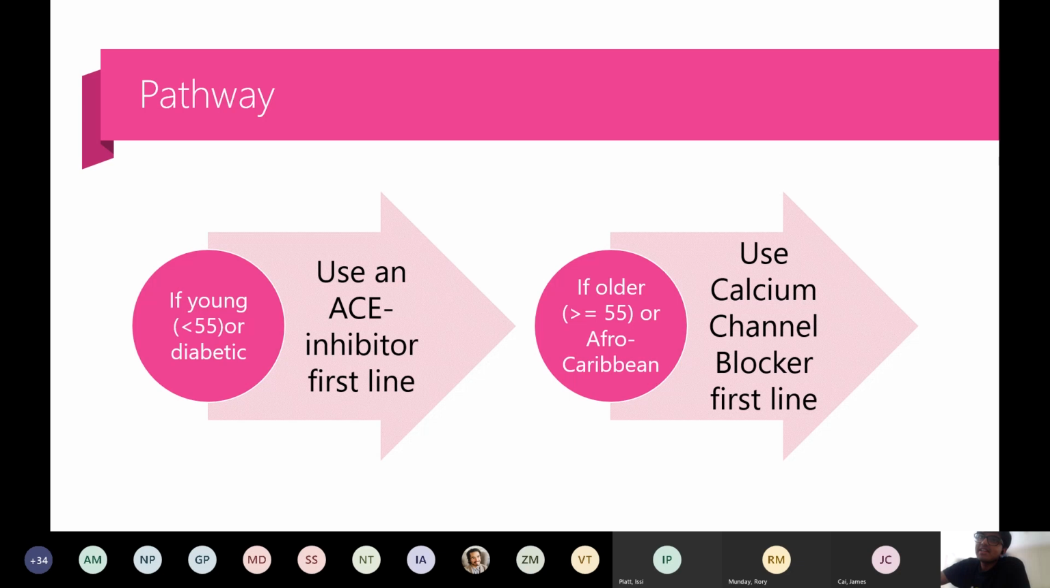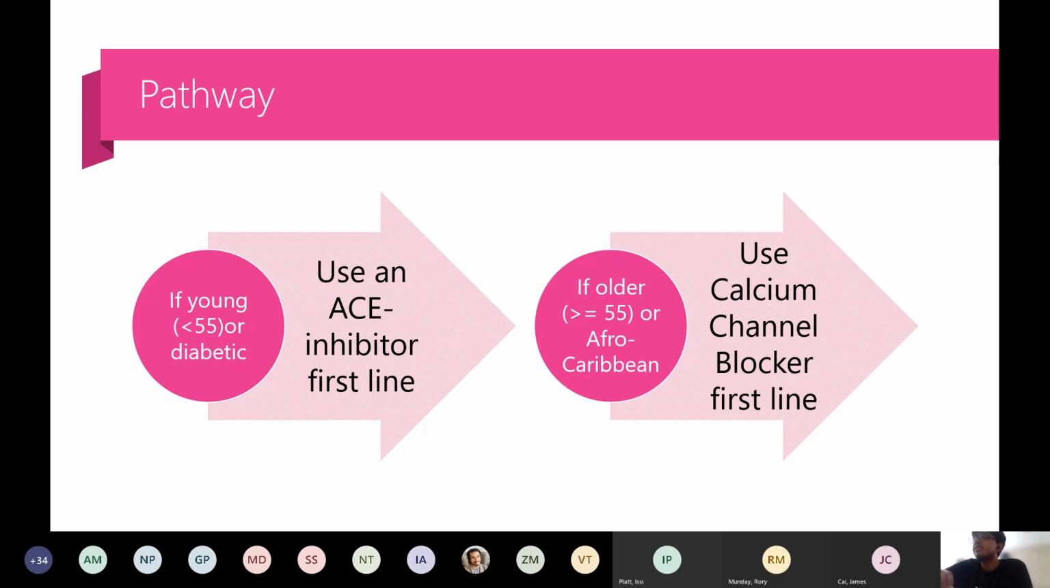Why do we use an ACE inhibitor if they're diabetic? Renoprotective, yeah, absolutely, that's exactly why. So remember, when you start a patient on an ACE inhibitor, there's a rapid deterioration in renal function initially, but then it slows down, and in the long term, it's actually beneficial for them. Most diabetic patients will go on to get some kind of renal disease in the future. So starting them on an ACE inhibitor is really useful.